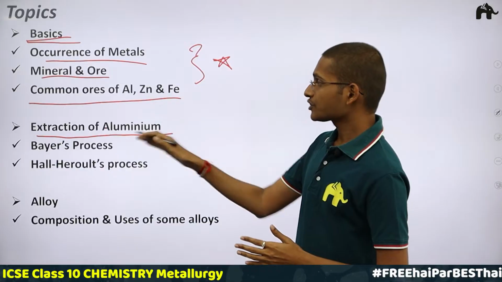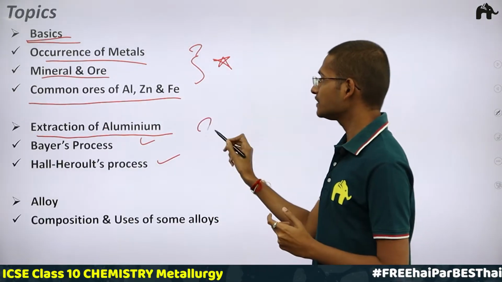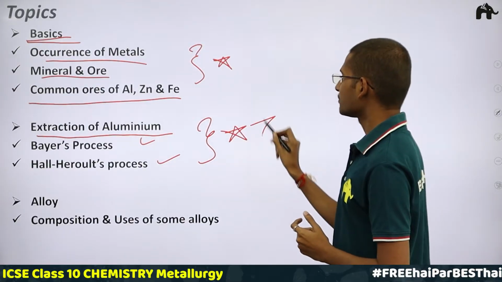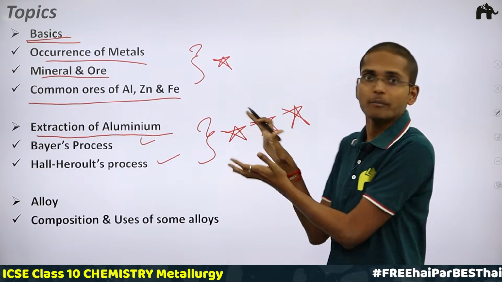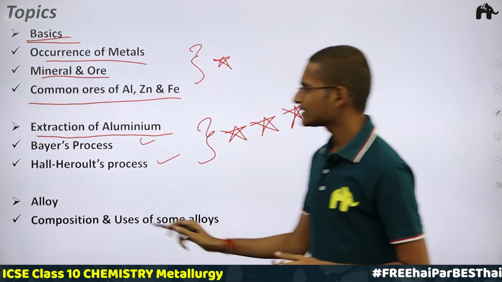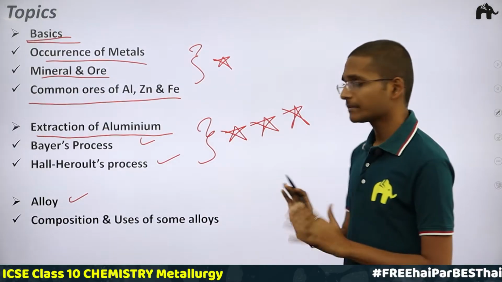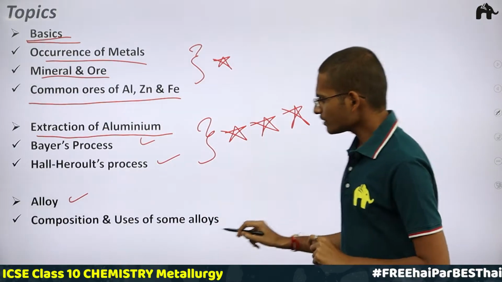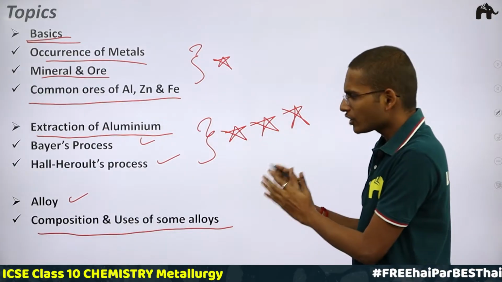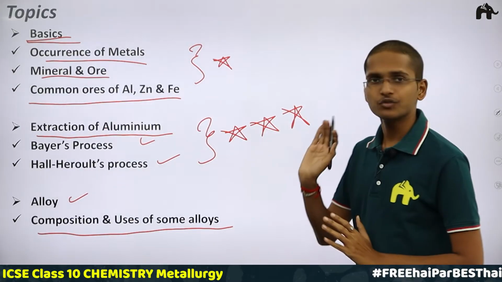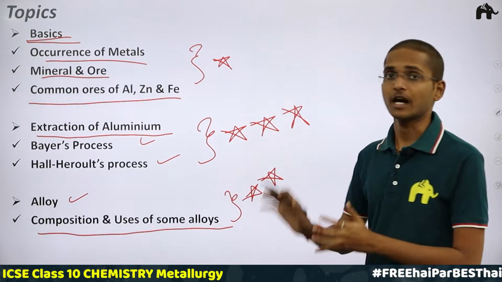The next part, extraction of aluminium, Bayer's process and Hall-Héroult's process, we are going to see in very much detail. And yes, you have to pay much attention to this, because so many questions are asked in your previous year exams from these 2 topics. And the last one is alloy. We are going to study what is alloy and the composition and uses of some alloys. There are some alloys which we have to study in our syllabus. So regarding only those alloys, we are going to study their composition as well as their uses. And yes, this part, though it is small, so many questions are also asked from this part.